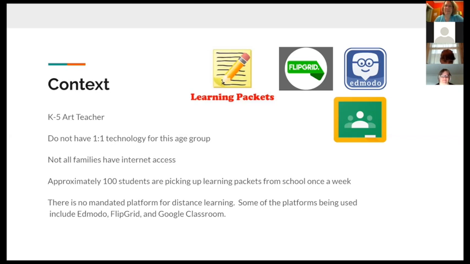It was SurveyMonkey. So just some of my context: I teach K-5 art. There's not one-to-one technology for the students in our school, and a lot of our families don't even have internet access. About 100 students are picking up packets once a week, and probably more should be, but they made a criteria for picking up those packets if there was any kind of technology at home, even like a smartphone. They encouraged families not to do the packets.